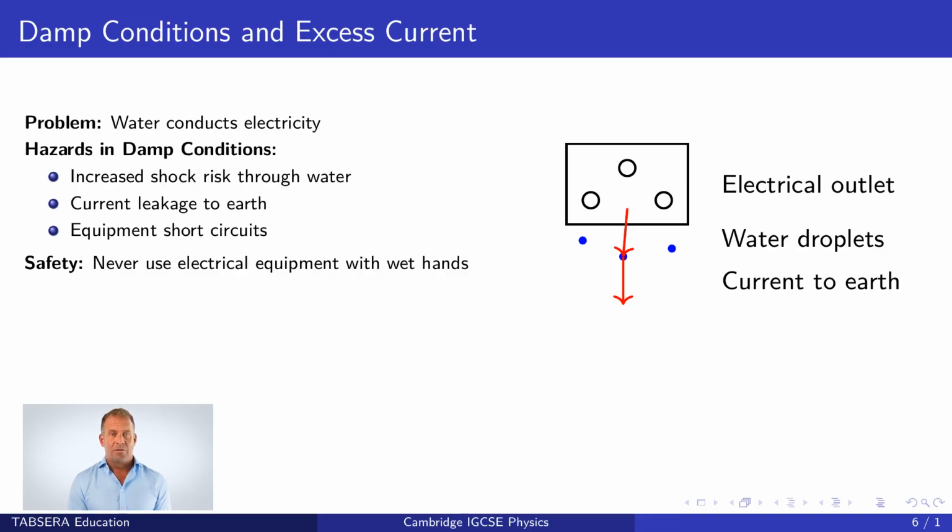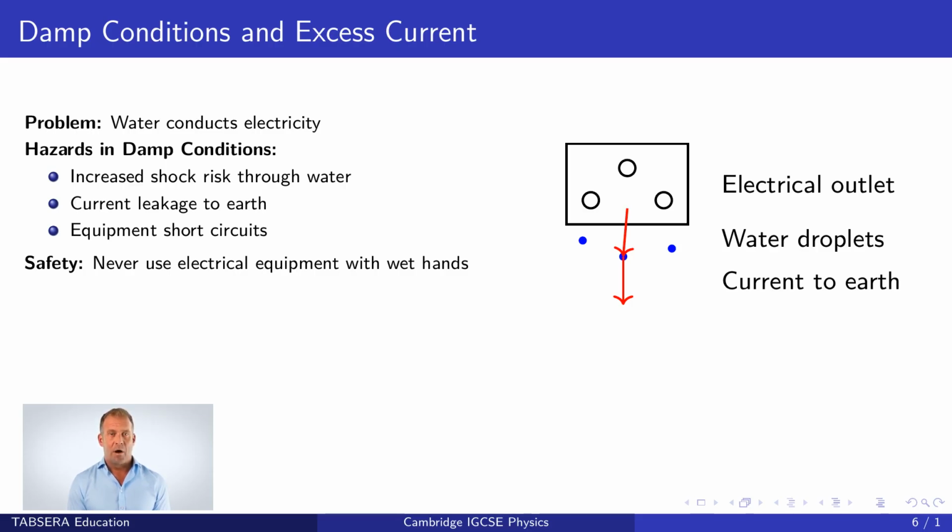Our third core concept covers damp conditions and excess current. The fundamental problem is that water conducts electricity, unlike pure water, which is an insulator. Tap water contains dissolved salts, making it conductive. The hazards in damp conditions include, first, increased shock risk through water. Electric current flows through moisture on skin more easily.